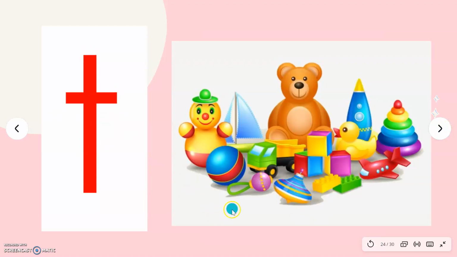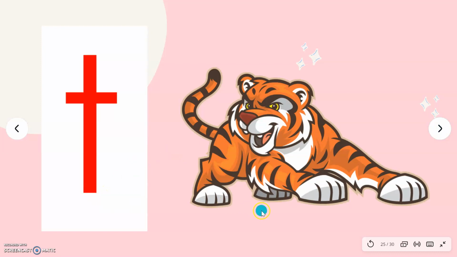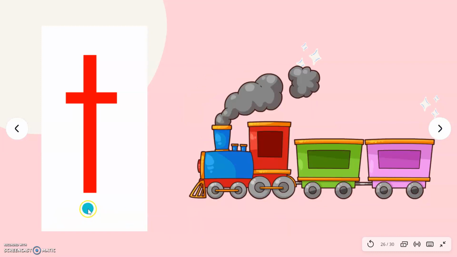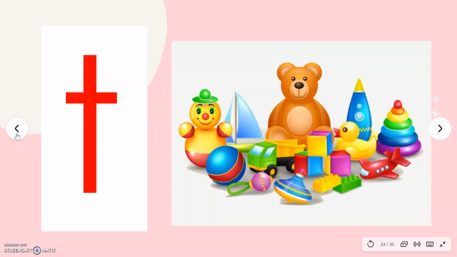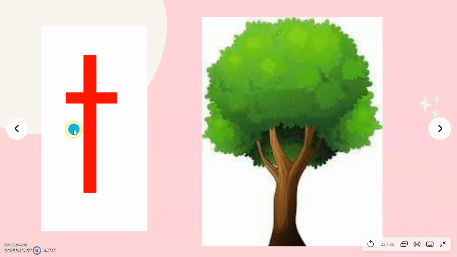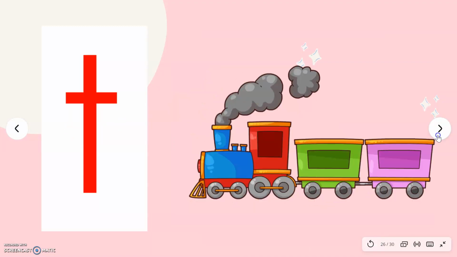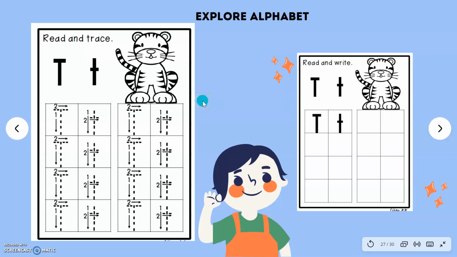T is for toys. Wow, so many toys. T is for tiger. Very good. T is for tiger. And also T is for train. Train, tiger, toys, tree. T. Very good. Okay, after this, you can do the module that I've given to you.